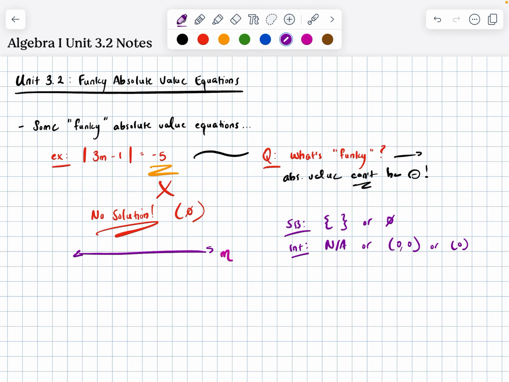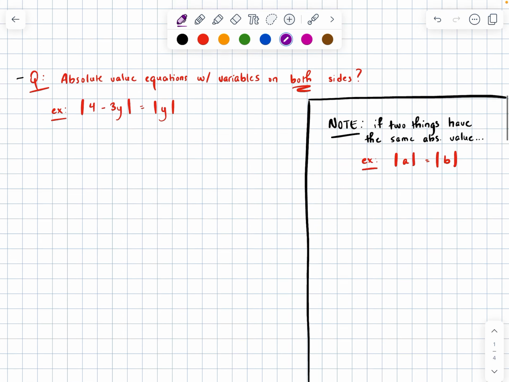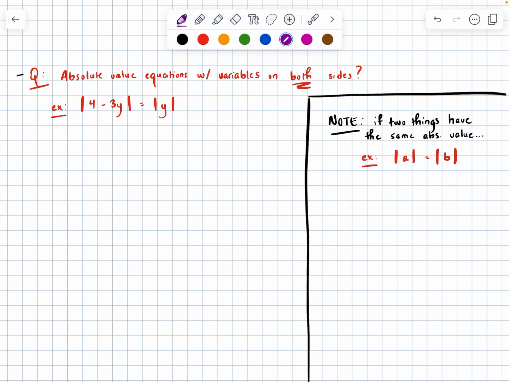Another wrinkle for us to unwrinkle, to iron out, we've only seen equations with variables on one side of the equal sign. But what happens if I have variables on both? So look at this. The absolute value of 4 minus 3y is equal to the absolute value of y. So not only do I have a variable, but an absolute value bar on both sides of the equal sign. I need to be a little strategic about how I'm going to make sense of this.